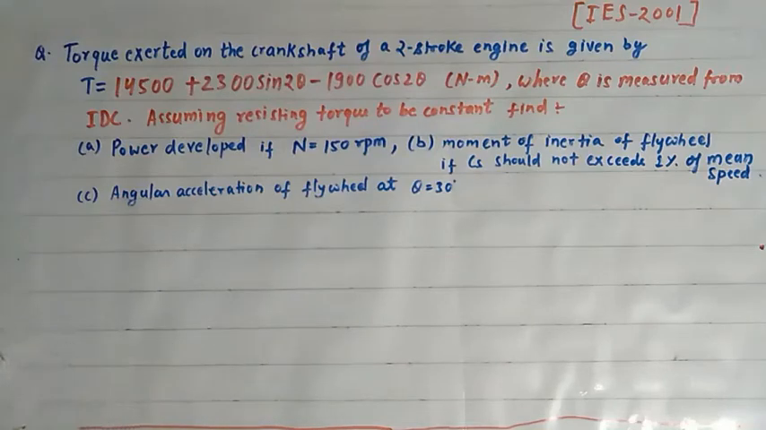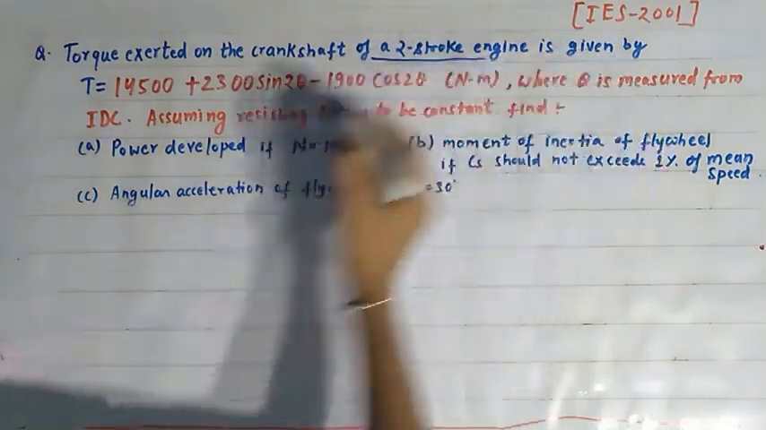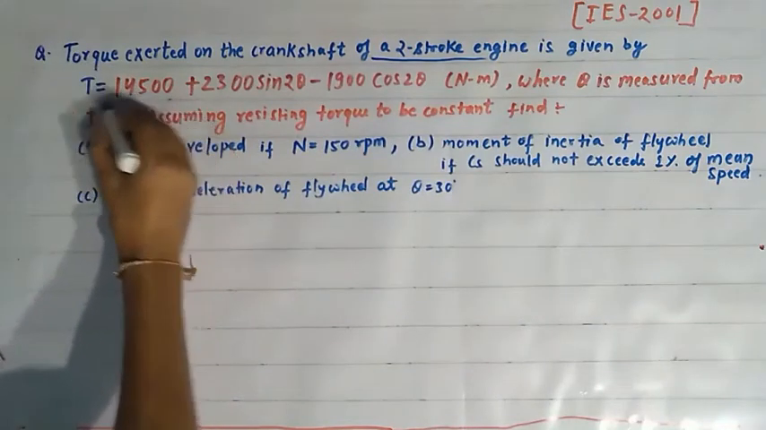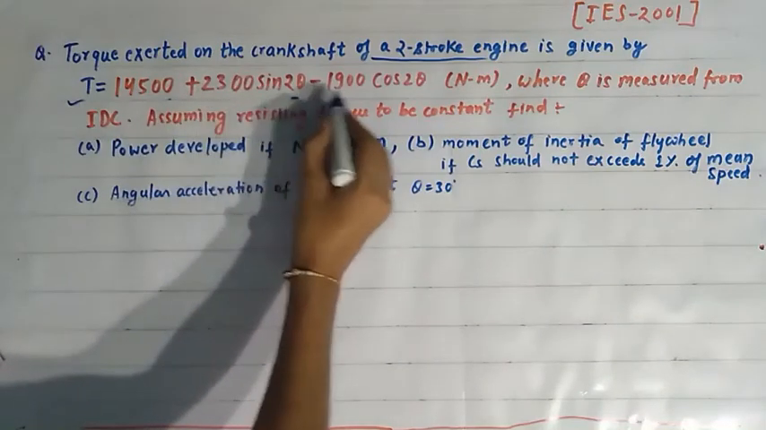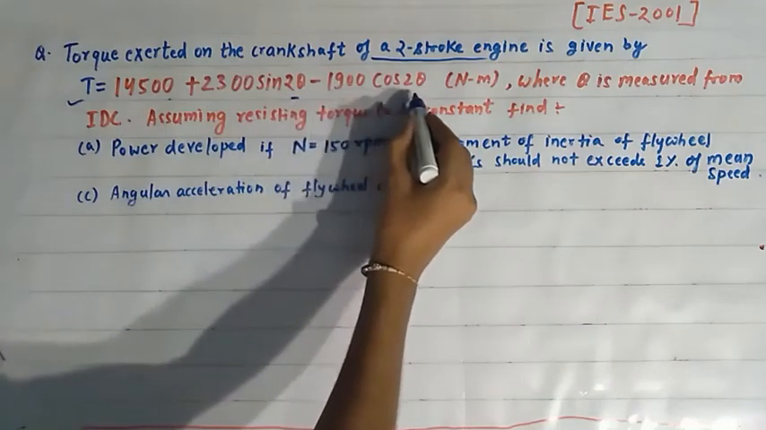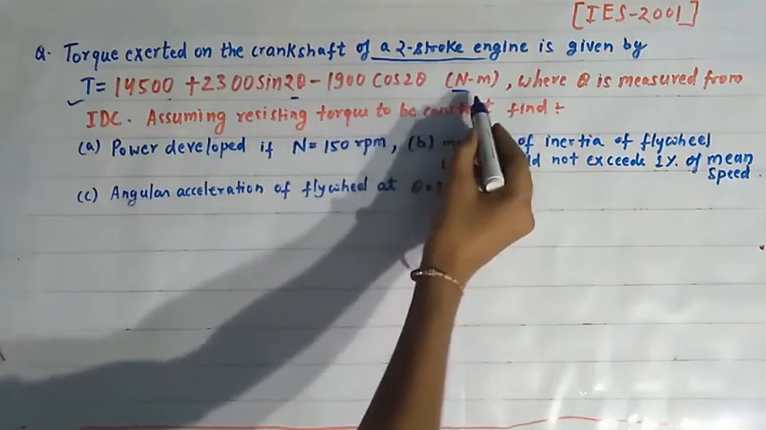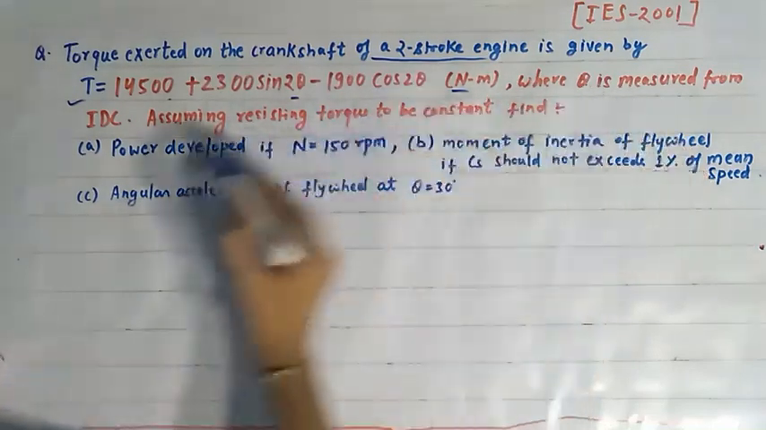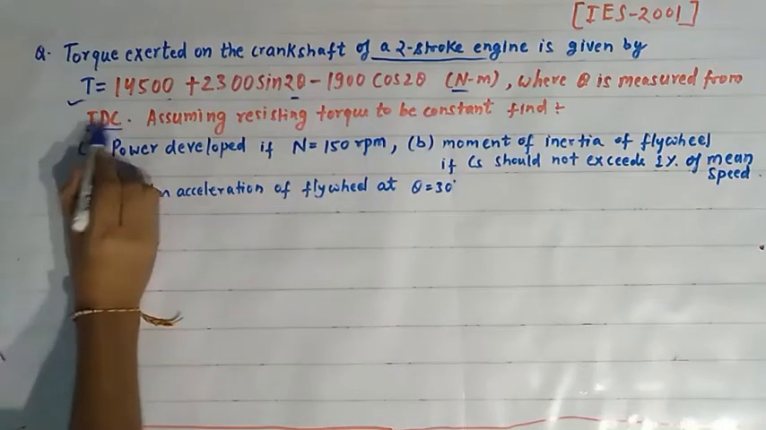It is given that the torque exerted on the crankshaft of a two-stroke engine is given by the torque expression 14500 plus 2300 sin 2 theta minus 1900 cos 2 theta Newton meter, where theta is measured from the IDC, the inner dead center.